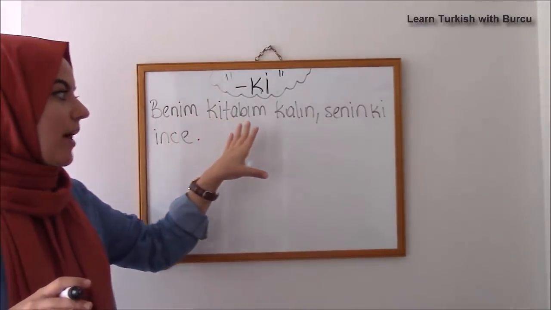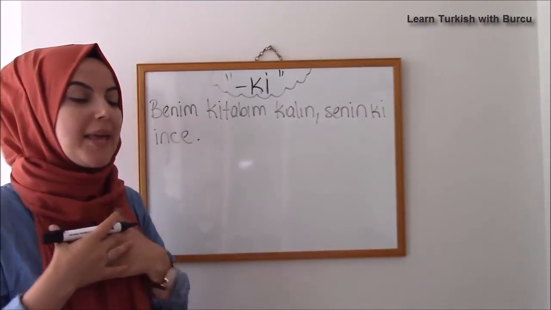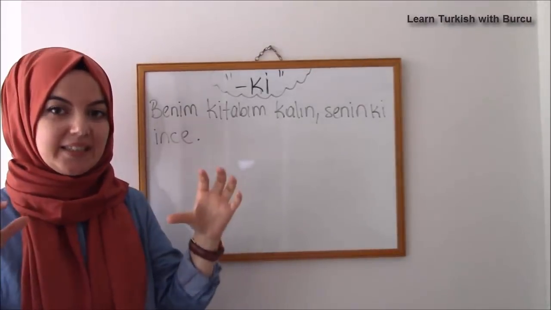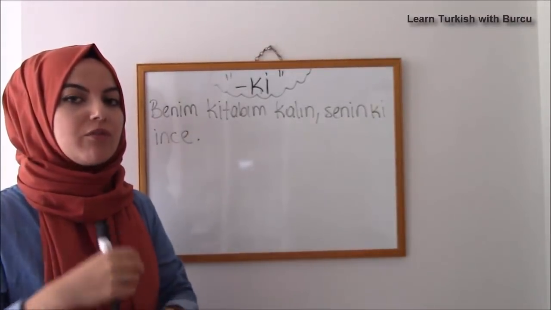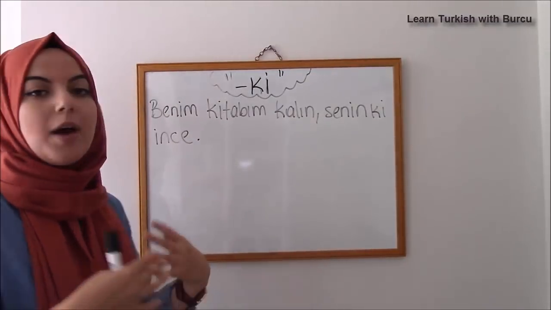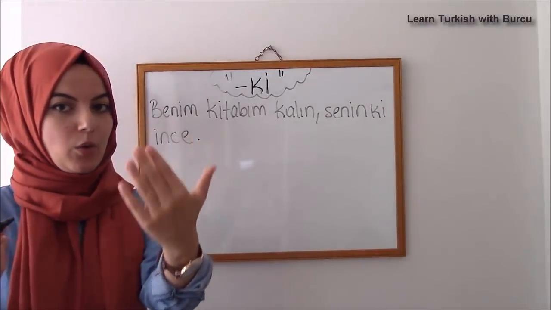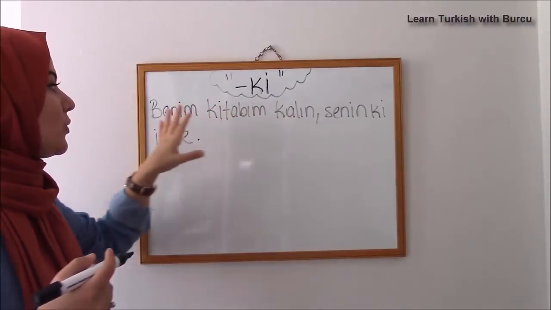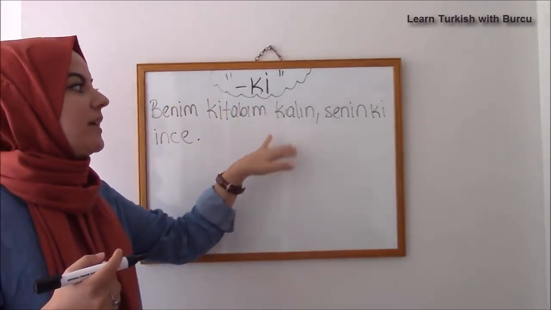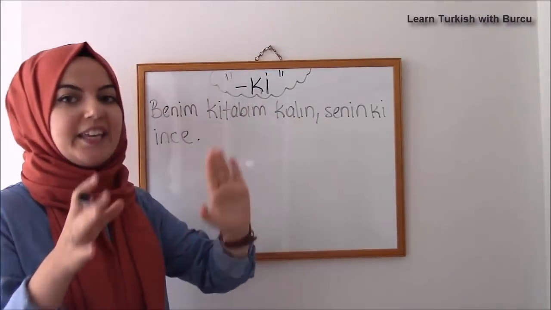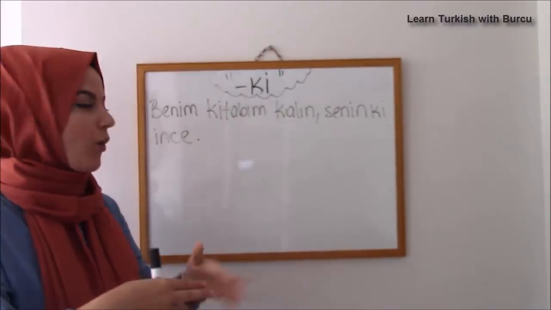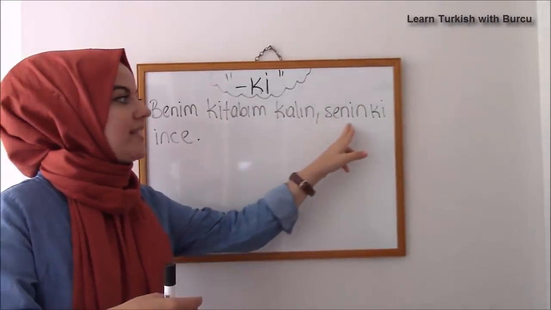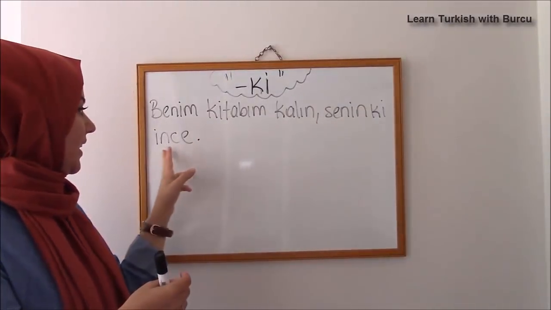So, in this sentence, I am talking about my book first, okay? I say benim kitabım kalın, okay? So, I have already talked about the book, okay? We are talking about the books, my book and yours. So, instead of saying benim kitabım kalın, senin kitabın ince, not to repeat the same word, the word kitap, we say seninki ince.